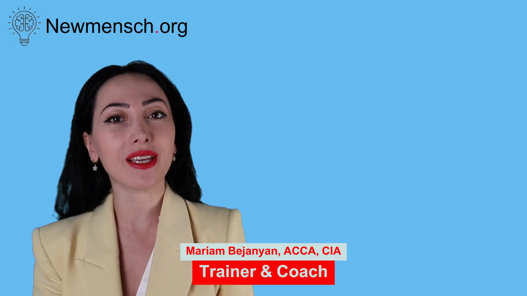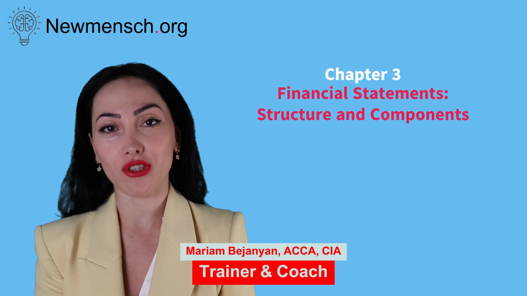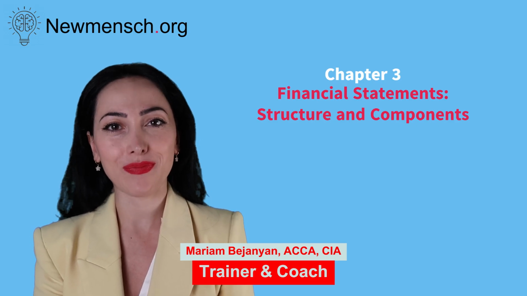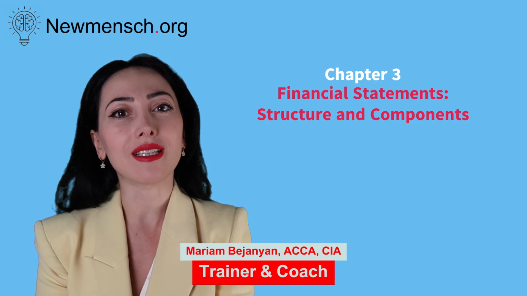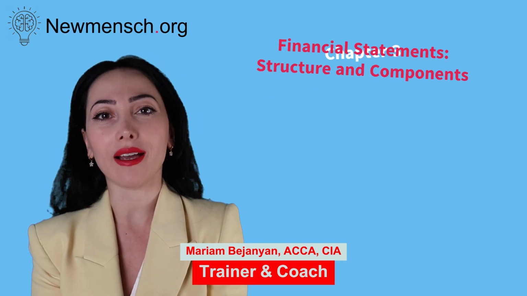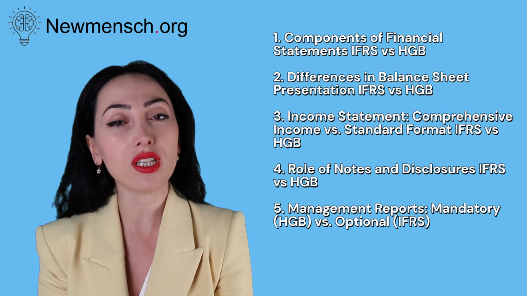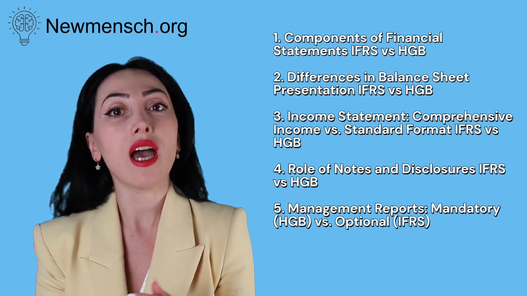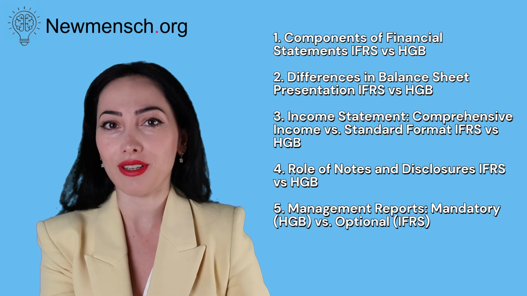Happy to have you here again, and let's quickly look at the 5 objectives that we will learn today. First one will be financial statement components and how they differ between HGB and IFRS. Then we will look in more detail into our balance sheet, to see how the presentation differs for HGB and IFRS.